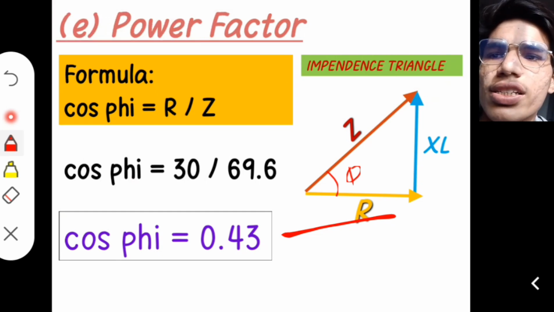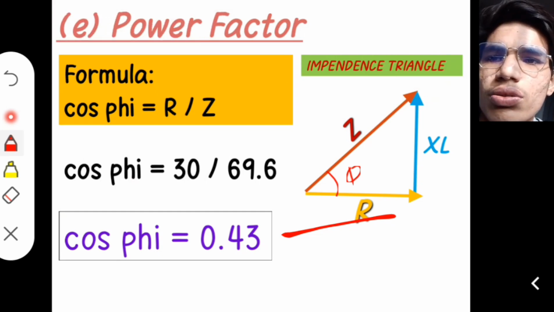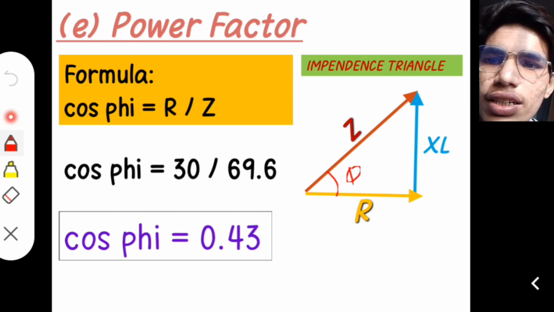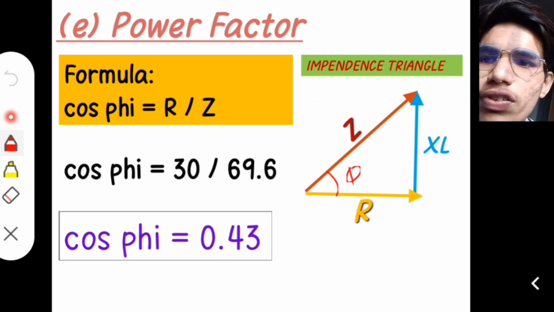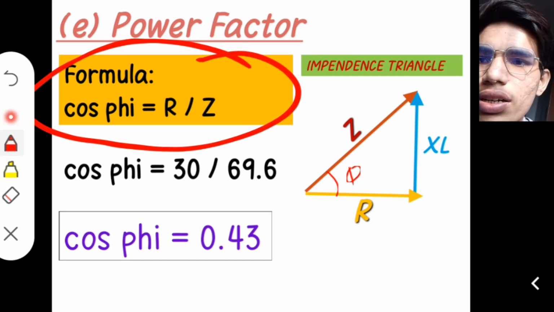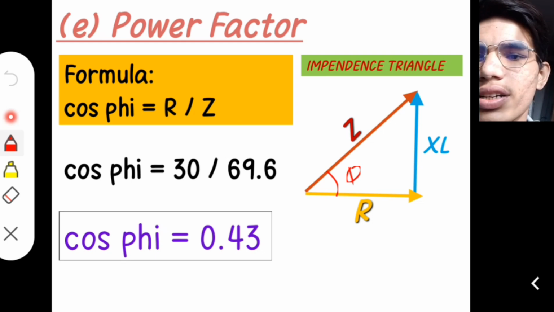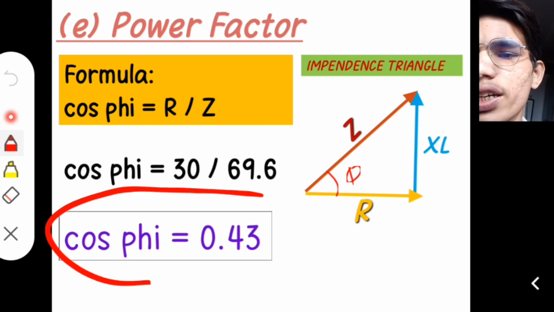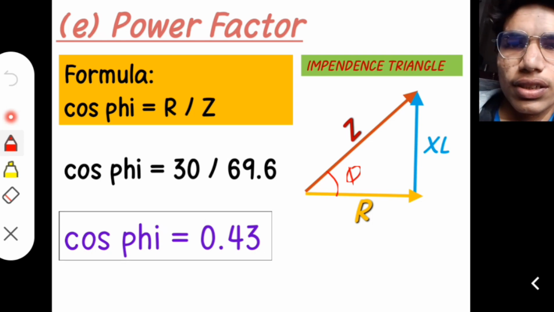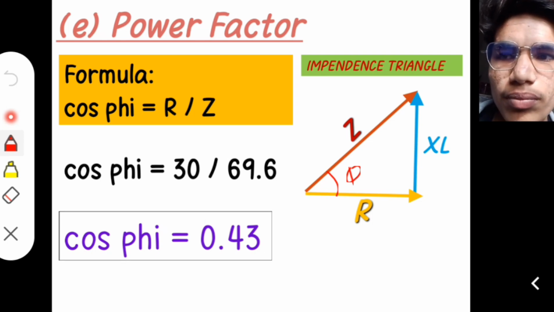So question number E is to calculate power factor. So I draw the impedance triangle as you saw in the class. So on putting the values, cos phi is equal to R by Z, because cos phi is the power factor. So on putting the value of R and Z, we get cos phi is equal to 0.43, and this is the power factor. So power factor is equal to 0.43. So question number E is done. Let's see question number F.